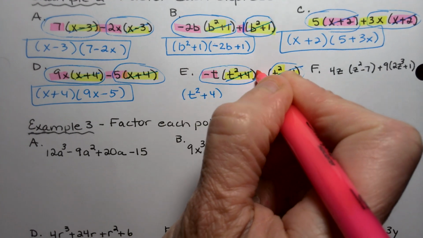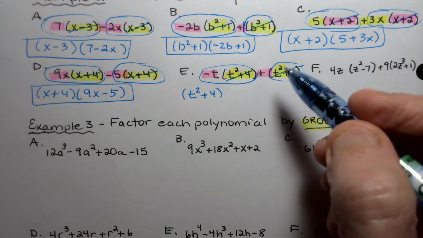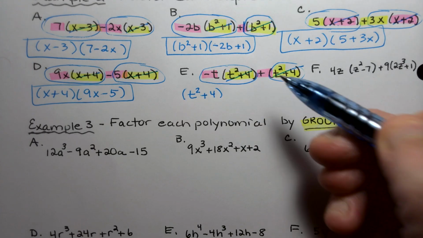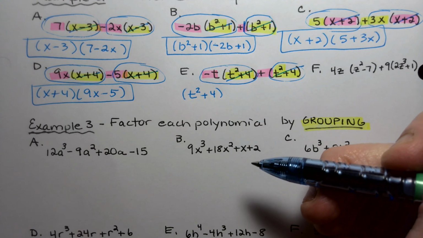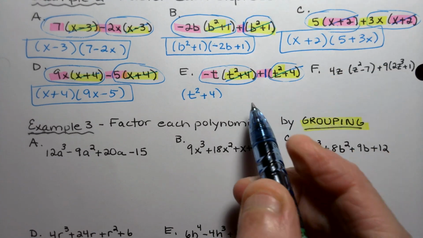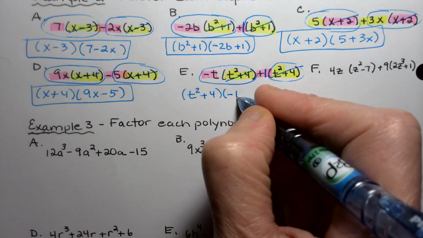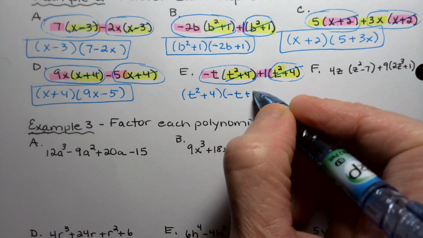You have two parentheses plus, oh, there's nothing there. Guys, there's nothing there. Yes, I heard you. You put a 1 there. Okay, so we put what's left. Negative t plus 1.